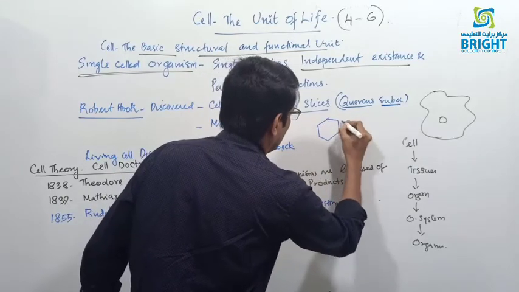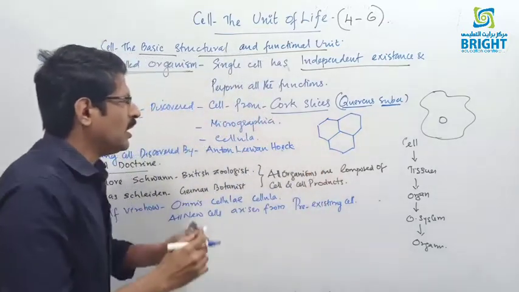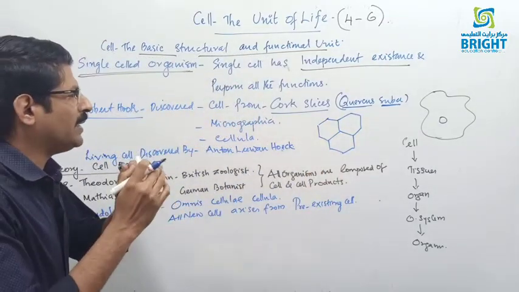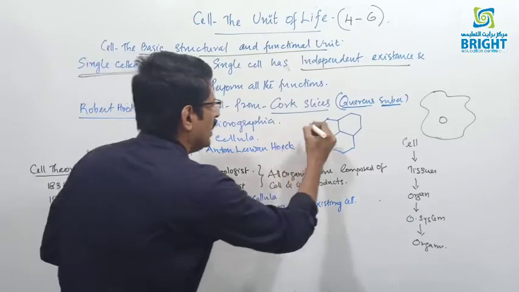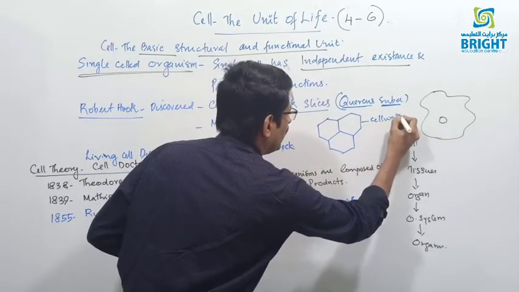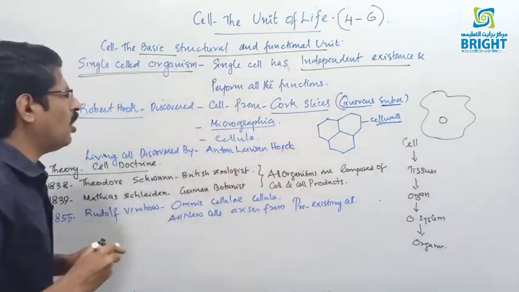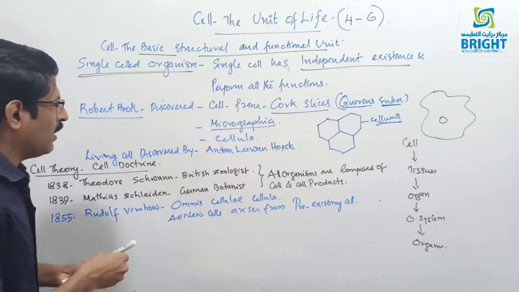He took slices of the cork plant and observed a honeycomb-like structure. Actually, we know that in the cork plant, suberin is highly deposited on the cell wall. He discovered only the cell wall, not the living cell, and he explained his discovery in his book called Micrographia.